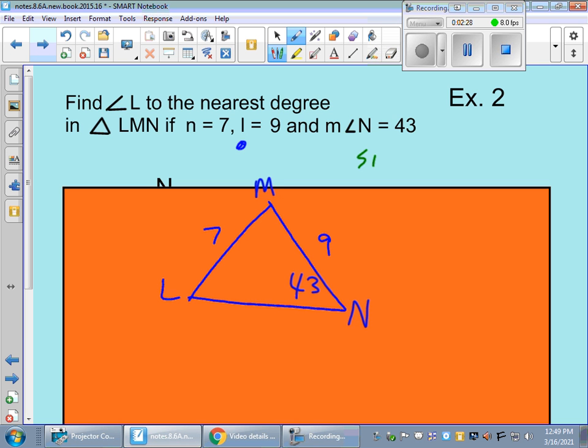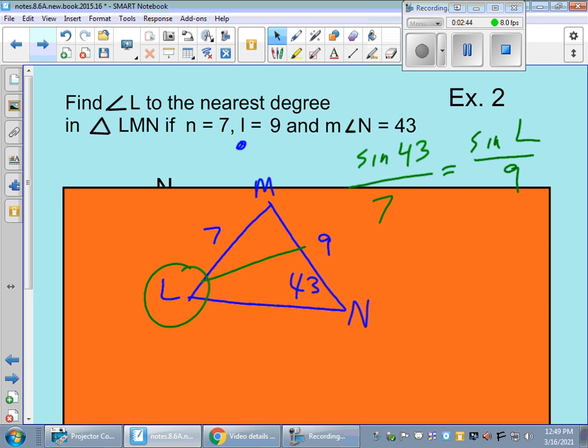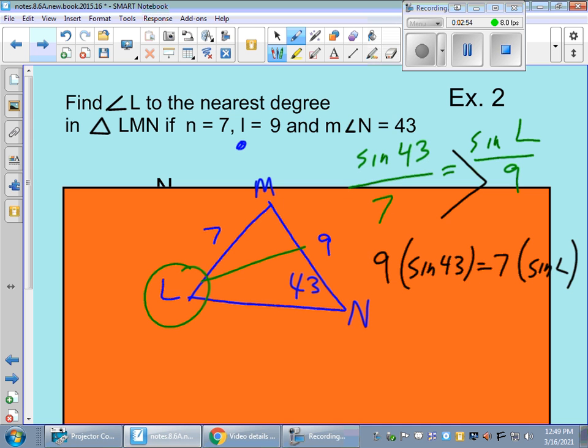So we still have a side and an angle. So sine of 43, side opposite that is 7. And we have this angle we want to find because that's opposite the side they give you. So sine of L over 9. So this is going to be a little extra step here. Still set up your cross multiplying. 9 times the sine of 43 equals 7 times the sine of L. So mathematically, what are we going to do first? You're going to go 9 times the sine of 43, and I'm going to hit equals.